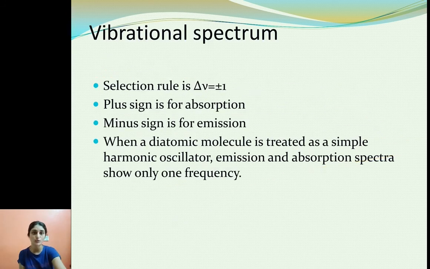Now the vibrational spectrum: the spectrum we get related to vibrational energy is called the vibrational spectrum. The selection rule is delta nu equals plus minus 1. The selection rule for the rotational spectrum was delta J equals plus minus 1, where J is called the rotational quantum number. For the vibrational spectrum, the selection rule is delta nu equals plus minus 1. Again, the plus sign is for absorption and the minus sign is for emission. When a diatomic molecule is treated as a simple harmonic oscillator, emission and absorption spectra show only one frequency.